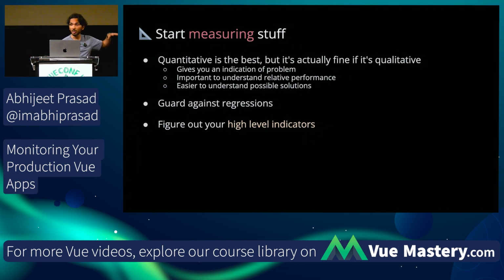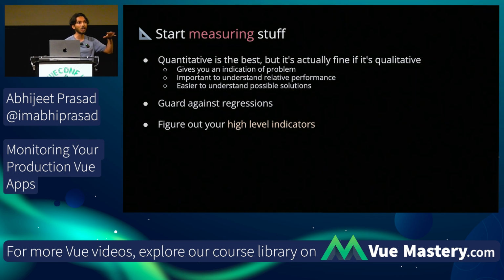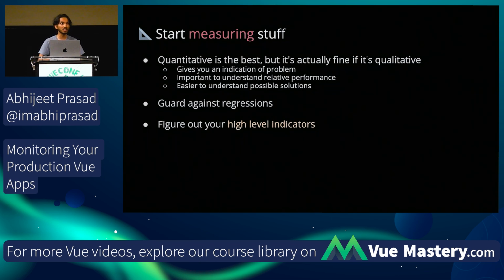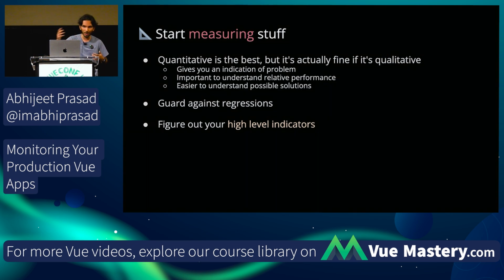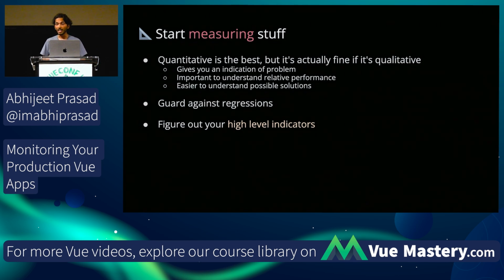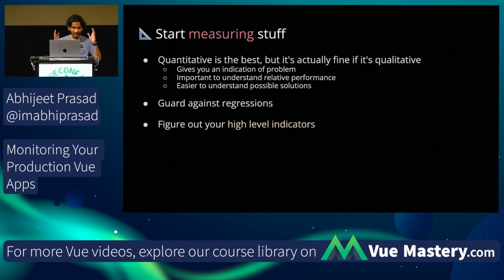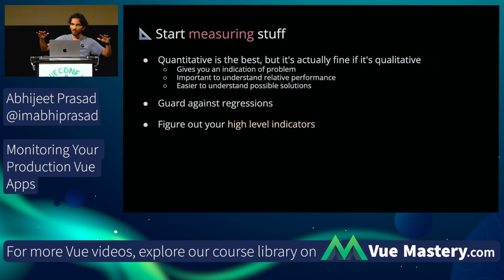Having measurements, especially in production, is also really nice because it helps guard against regressions. So you deploy something and you make some changes. In the age of continuous integration, people are shipping multiple times a day. And you want to make sure that a change you made to a page, or adding new components, or maybe changing a code splitting strategy, is not slowing down your app massively or making it unusable for a certain section of your users. In short, by starting to measure stuff, you have to figure out your high-level indicators, which are just high-level metrics that you can then use to know, hey, I have a problem, I have to figure it out.